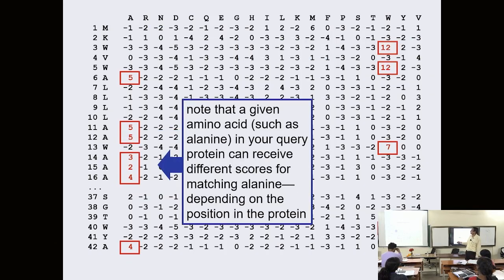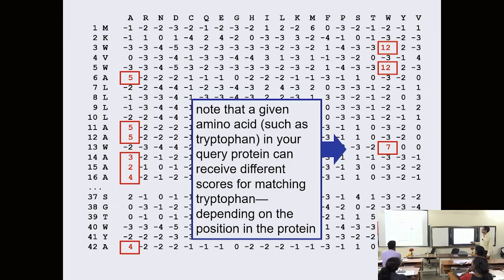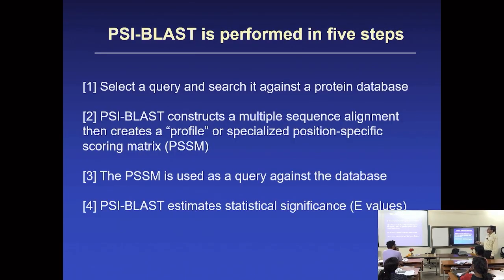Okay, so that you can see actually. So for example, if you look at the score for A aligned to A at position 6, it is 5, position 11 5, but position 14 3, position 15 2, so it varies based on the position. So that is why this is called position specific matrix. So it has more information that represents the patterns specific to that family. Okay, and similarly for the tryptophan. So this matrix is used by PSI-BLAST for identifying homologs of a query of interest.